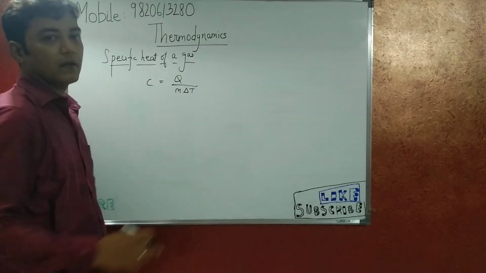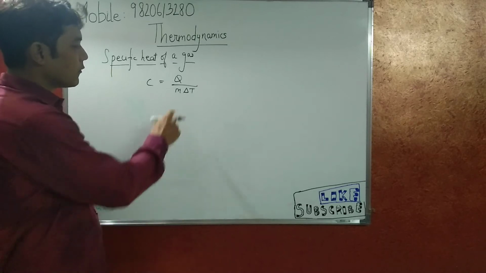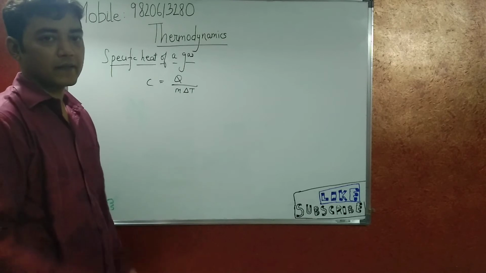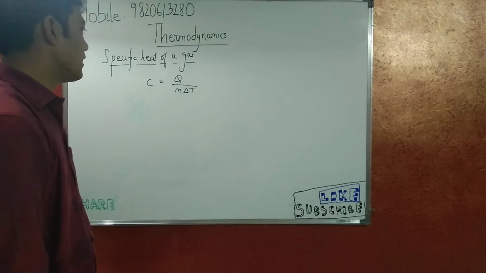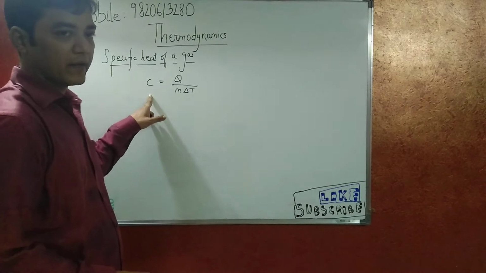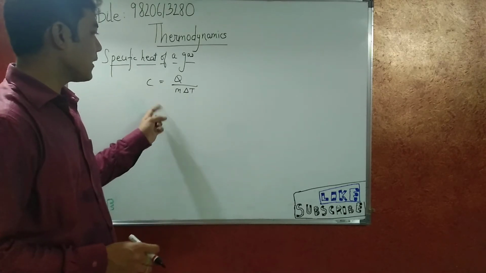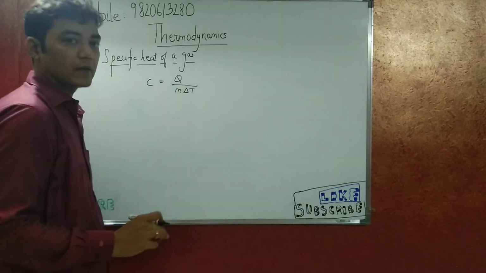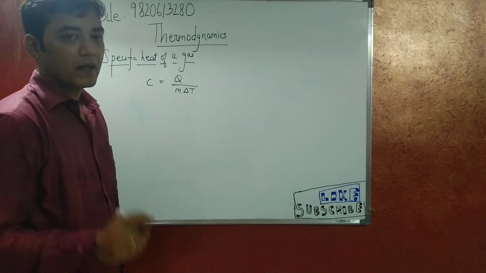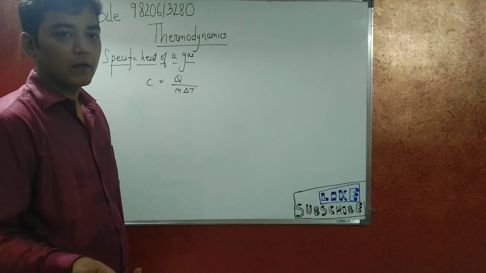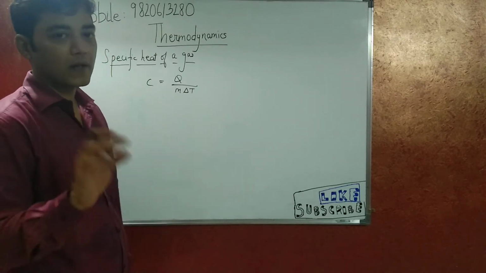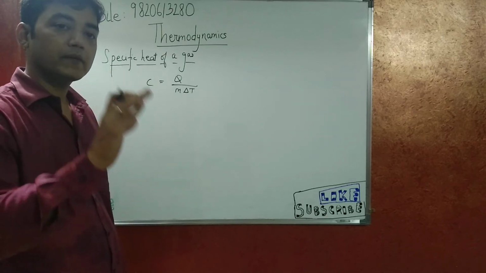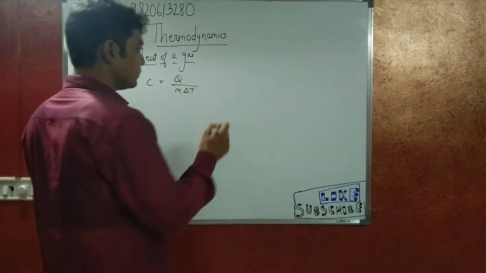Q stands for the amount of heat required to raise the temperature, M stands for mass, and delta T is the rise in temperature. Now this is specific heat capacity. In place of unit mass, if I take 1 mole of a gas, then it becomes molar specific heat of a gas.